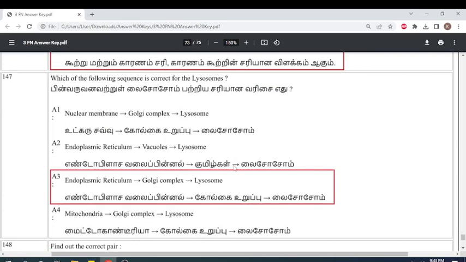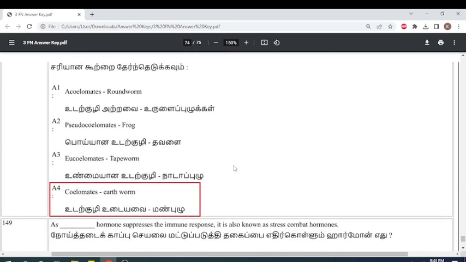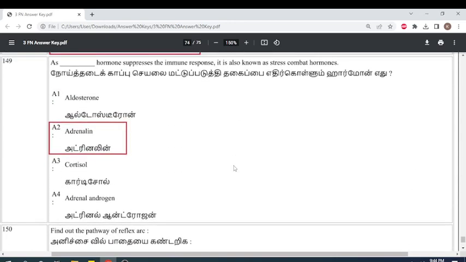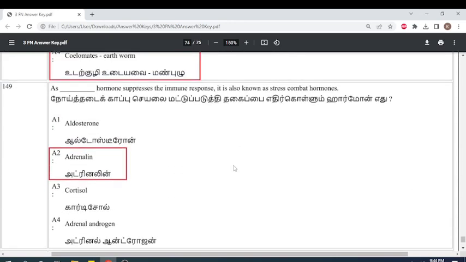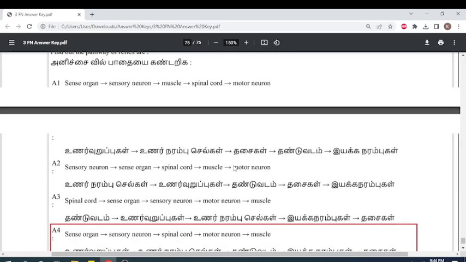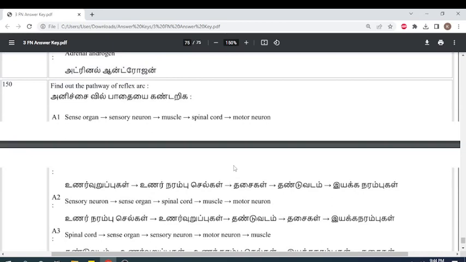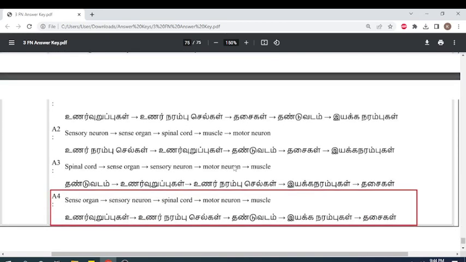148th question answer A4. 149th question answer A2. 150th question answer A4.